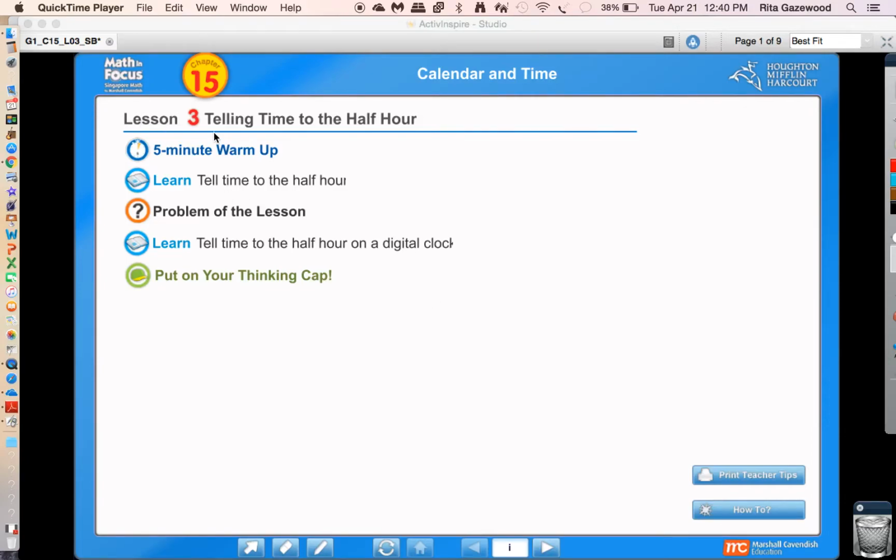Today's lesson will be telling time to the half hour. We'll begin with a 5-minute warm-up, remembering how we tell time to the hour. Then we will learn to tell time to the half hour. We will solve the problem of the lesson. We will learn to tell time to the half hour on a digital clock. And then we will finish up by putting on our thinking caps for a problem-solving activity.